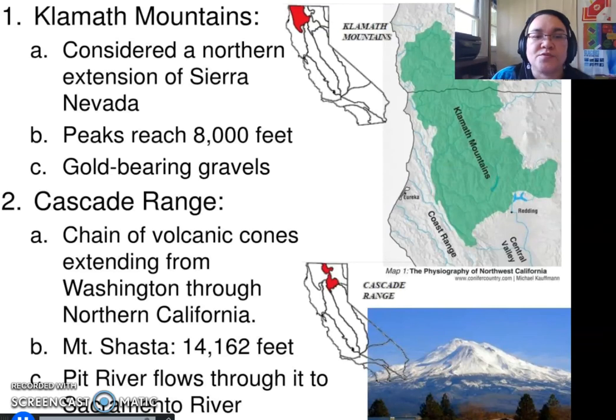These are stratovolcanoes, which are the result of subduction zones, and the subduction zone off the coast of Northern California up through Washington and British Columbia. In California, Mount Shasta is one of the most southern extents of this Cascade Range, and it's 14,162 feet in elevation. In addition, a tributary of the Sacramento River flows through this region.